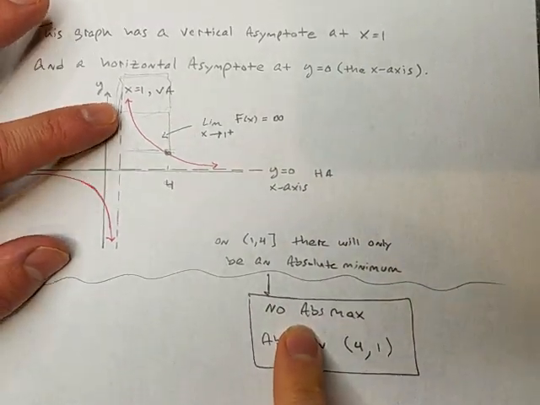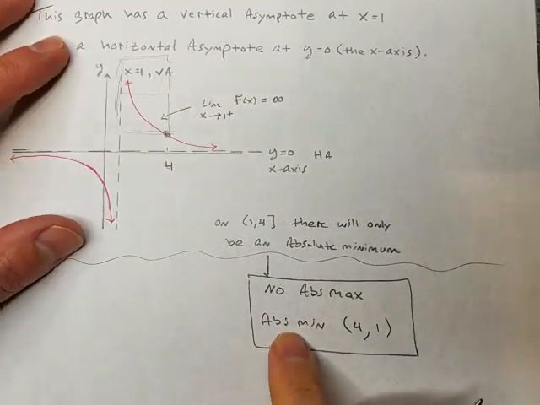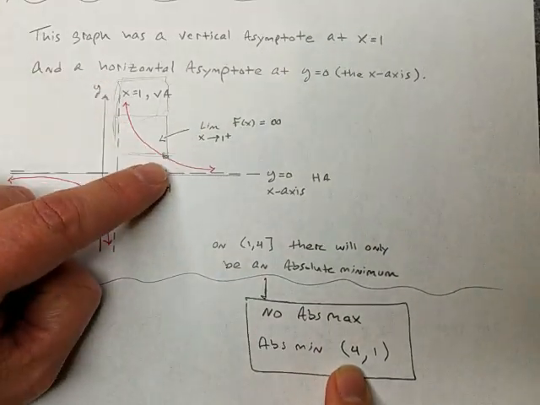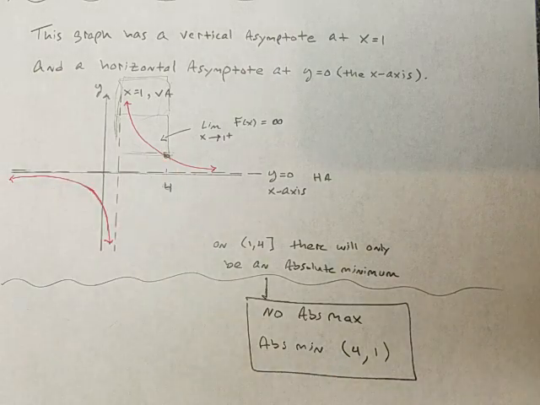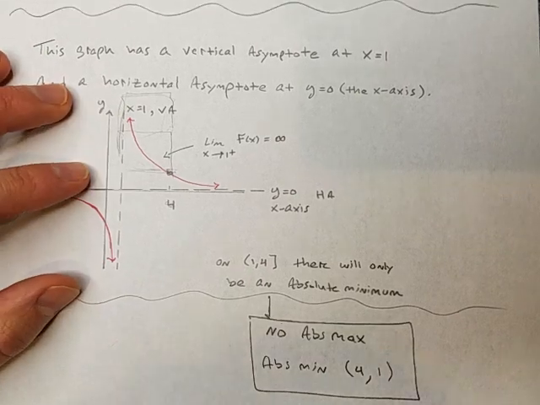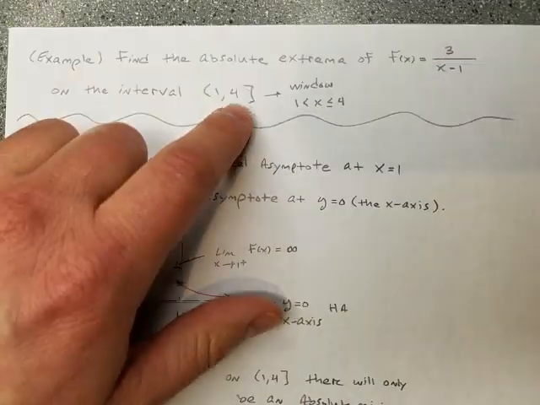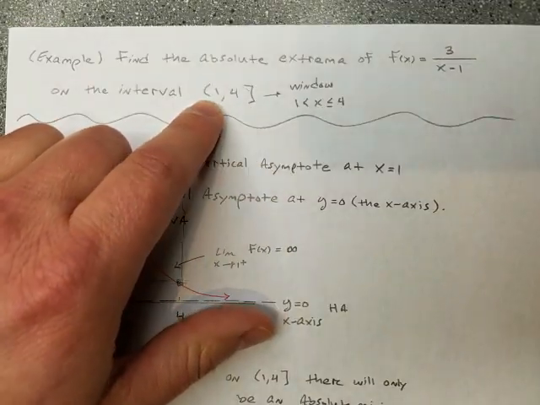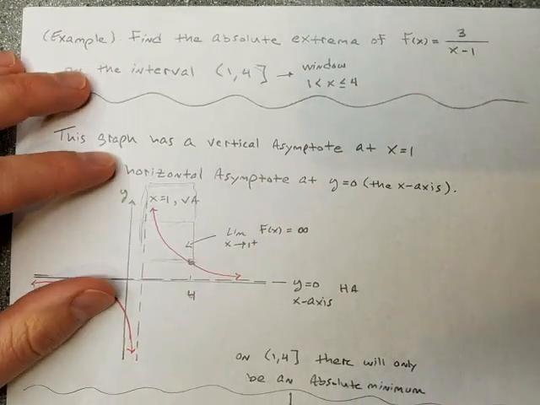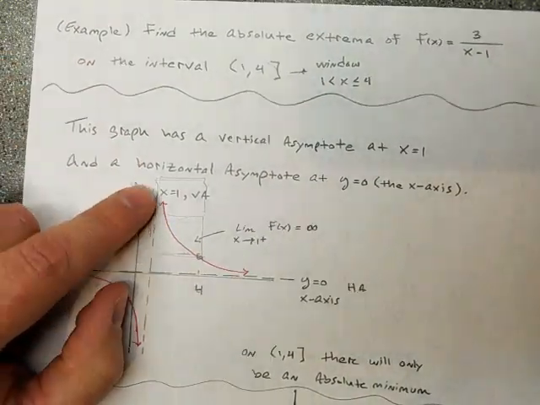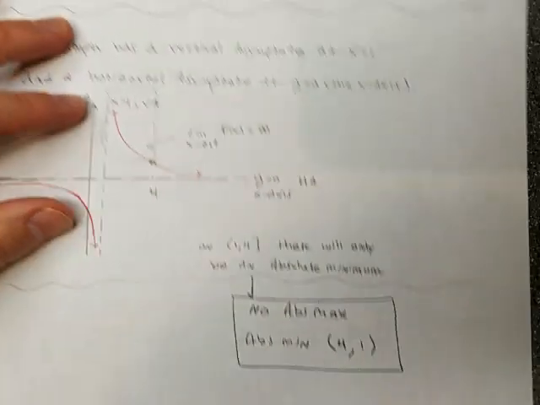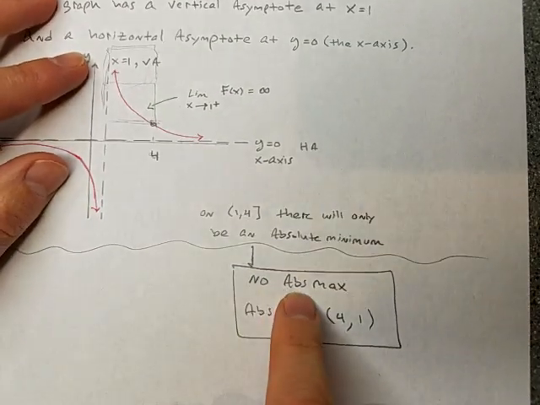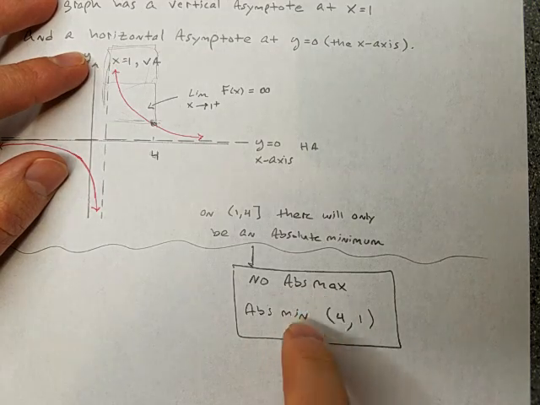Impossible to have a point that is the highest, but there is a lowest point on the window. It's that one right there, and it has coordinates 4 for x and 1 for y. Okay, so that's how that one goes. But when one side is open, meaning the endpoint is not included, we'll have to know a little bit about what the graph looks like in order to figure out whether or not there is an absolute maximum or minimum.